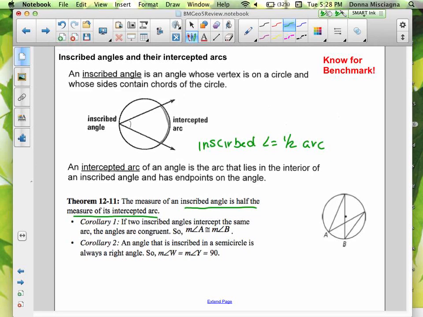So here, if you notice that angle A is right here, and there's its arc, you just follow the angle right out to the circle where the two sides of the angle intersect the circle as its arc. And here's angle B, and just follow it out. There's its arc. And you see they have the same arc. They have to be congruent to one another. And if we have a semicircle, an angle inscribed in a semicircle, it's always going to be a right angle. And I think I have that picture on the next slide.